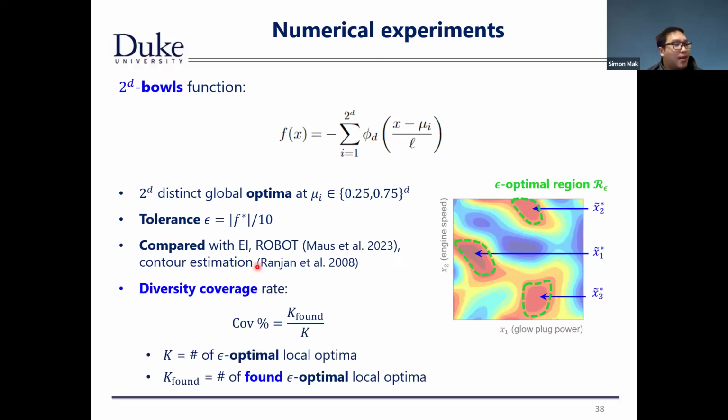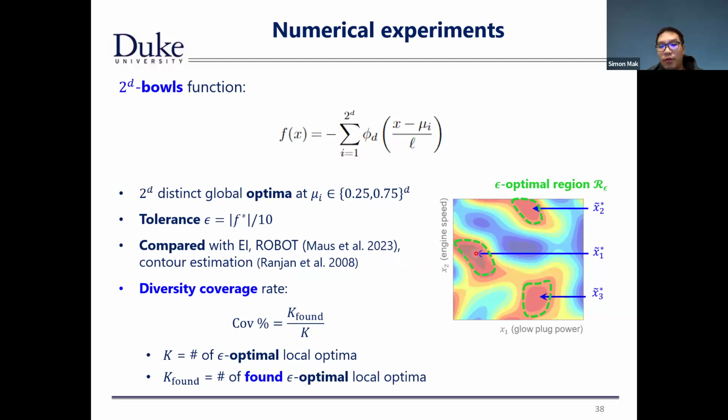And so one interesting thing, this is something that we talked a lot about in our group, is how do we even quantify how good our method is here? We need a metric. And so the metric that we settled on is this so-called diversity coverage rate, which is talking about how many local epsilon-optimal solutions we found out of the total number of solutions, which is capital K. So the larger this ratio is, the better it is.